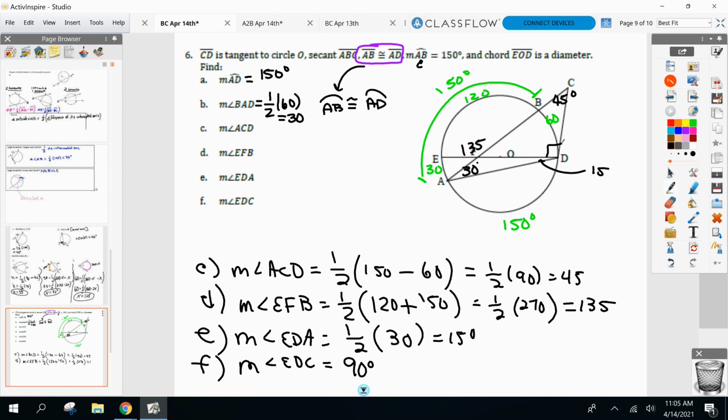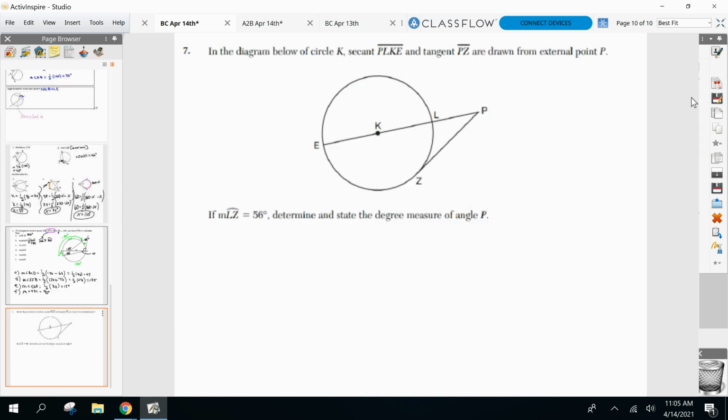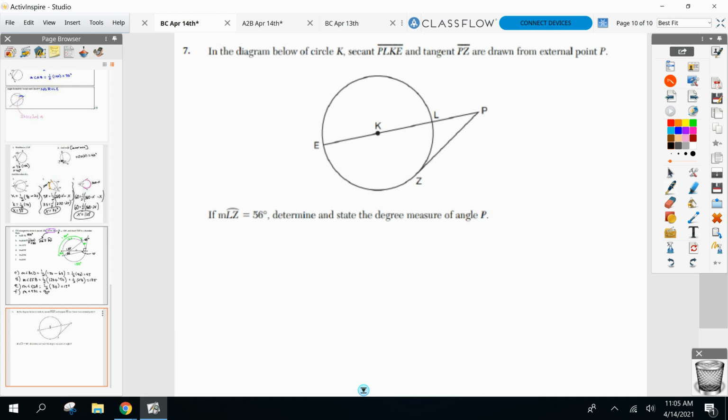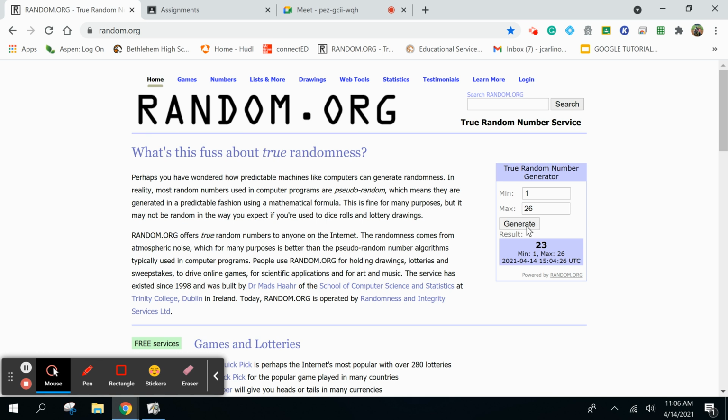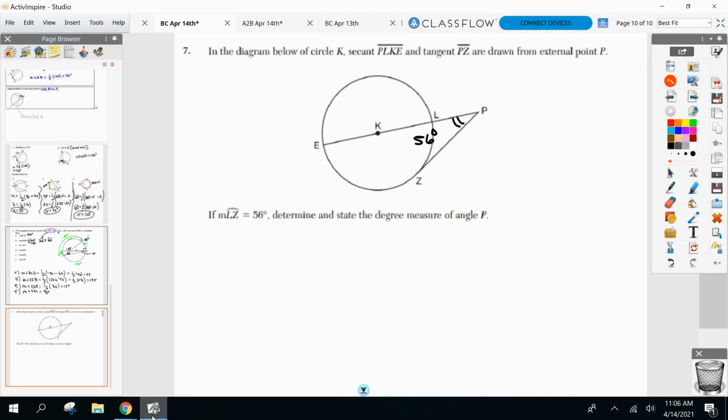Questions there? All right, looks like I'm going right up to the bell here today. Perfect. It's not too often we do that. Not a multi-part question. Arc LZ is 56 degrees. What's the measure of angle P? All right, you know what my first question is going to be. Hayden, is angle P inside or outside? Outside. Okay, our discussion's over, Hayden.